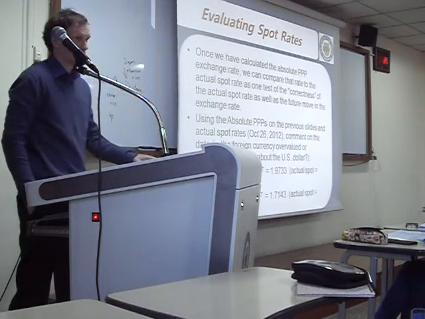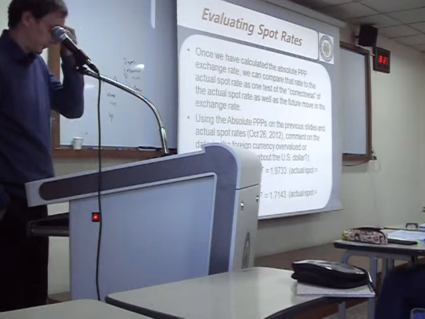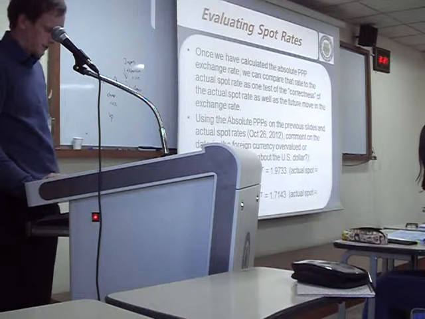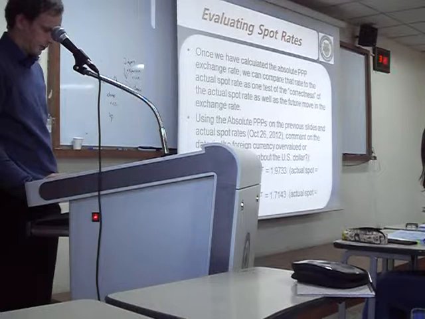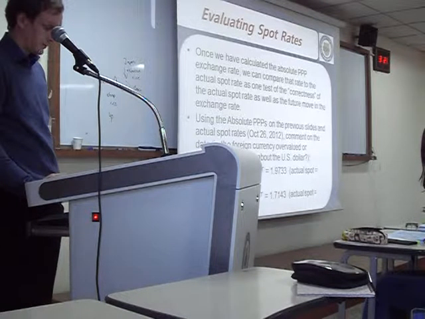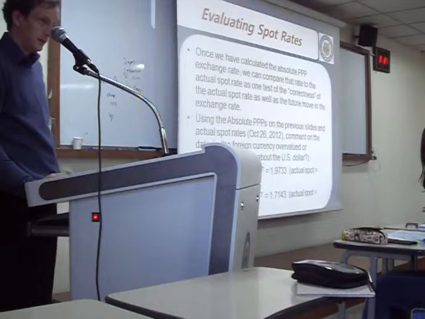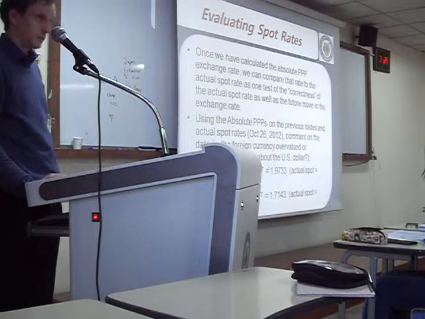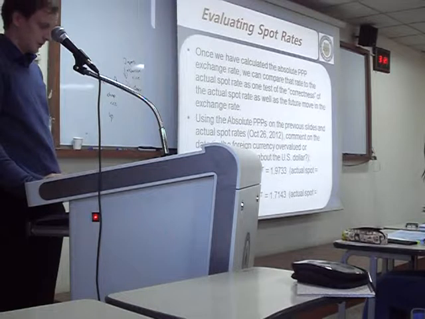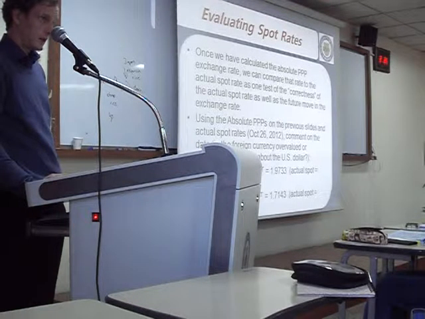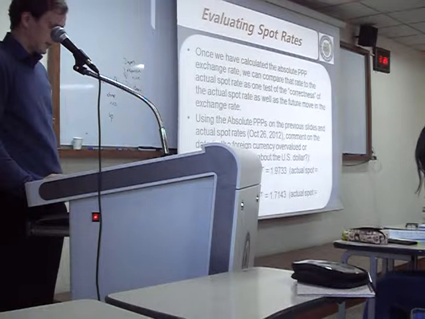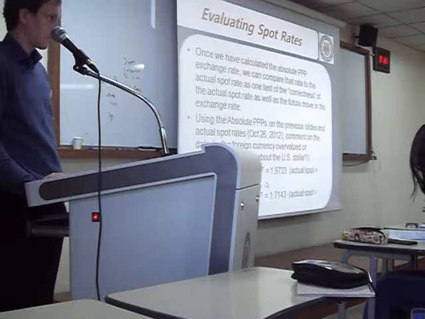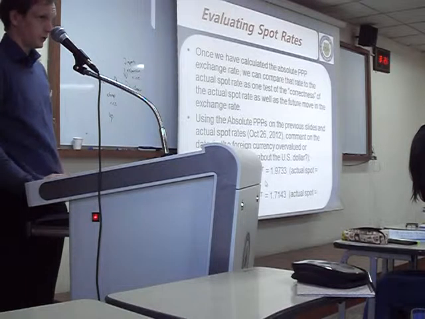The first one. US dollar is undervalued. So in the market, one US dollar is equal to 0.9 Swiss francs. But it should be that one US dollar is equal to 1.9. So the US dollar is undervalued. We're getting less Swiss franc than we should be getting for one US dollar, right? US dollar is weak or undervalued, okay?